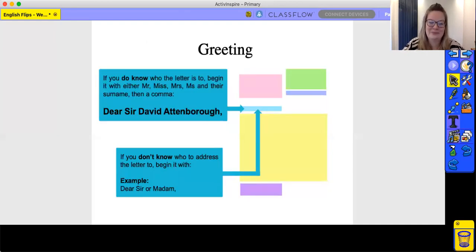And finally, as we said, we're writing to Sir David Attenborough, so we're going to start our letter on the left-hand margin, Dear Sir David Attenborough, and then a comma goes after it. If you were writing a letter and you didn't know the person, you could just put Dear Sir or Madam. However, we do, so we're going to use Dear Sir David Attenborough. You can copy that off the screen now.